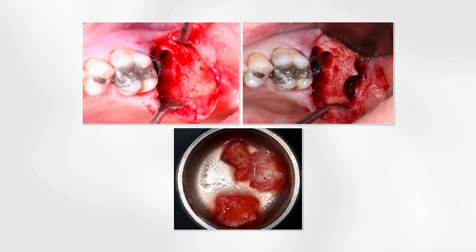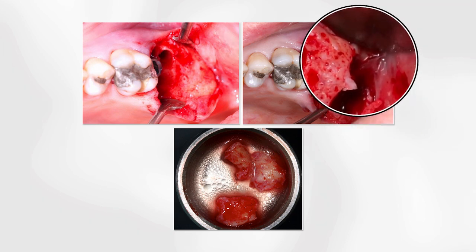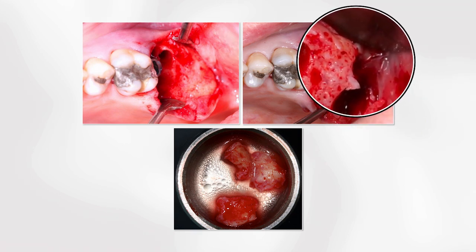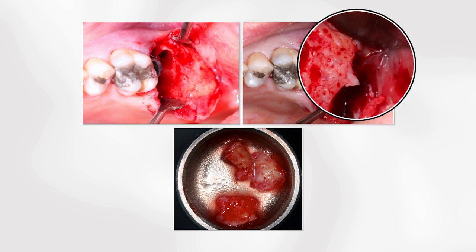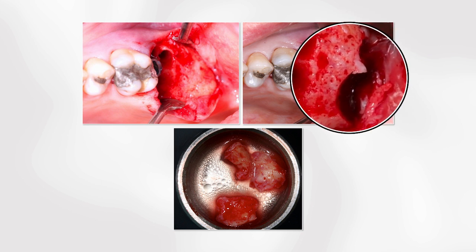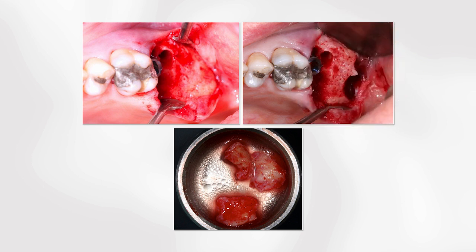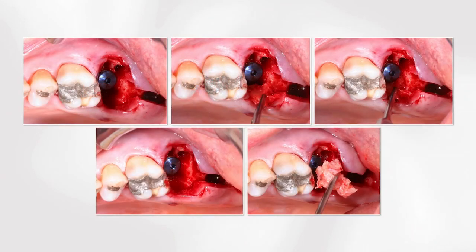A crestal incision was performed. The flap was raised on both sides, in the buccal and the palatal direction. The bone was harvested using a curved chisel from the buccal aspect and the palatal aspect, and all the bone that was harvested was placed in a container. After that, we start the bone reconstruction.